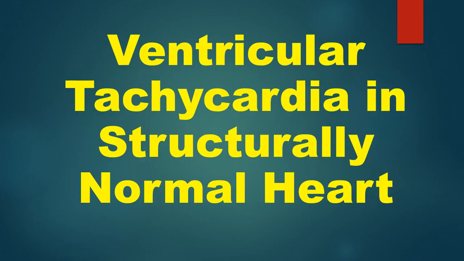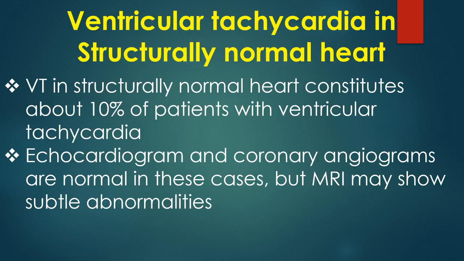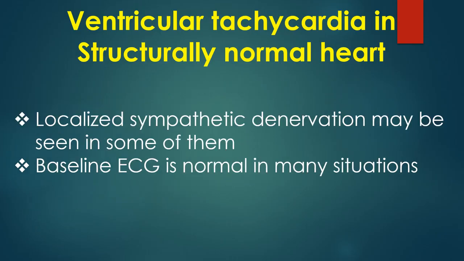Discussion on ventricular tachycardia in structurally normal heart. VT in structurally normal heart constitutes about 10% of patients with ventricular tachycardia. Echocardiogram and coronary angiograms are normal in these cases, but MRI may show subtle abnormalities. Localized sympathetic denervation may be seen in some of them. Baseline ECG is normal in many situations.